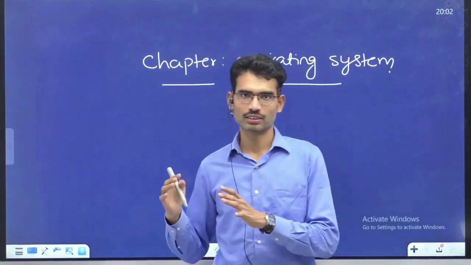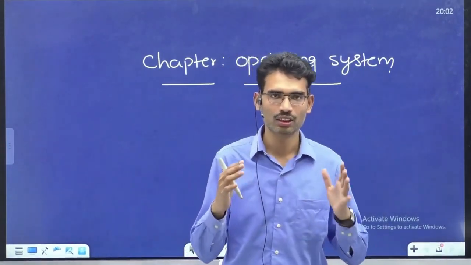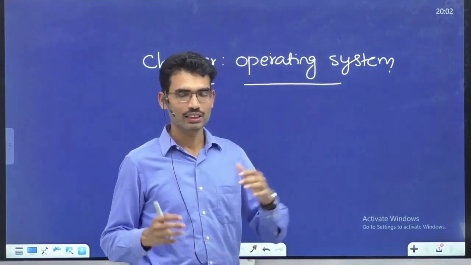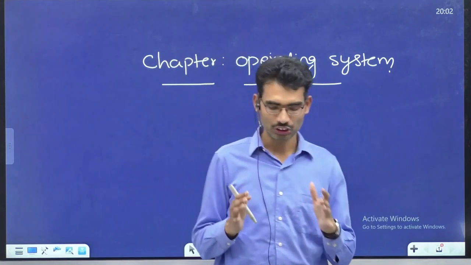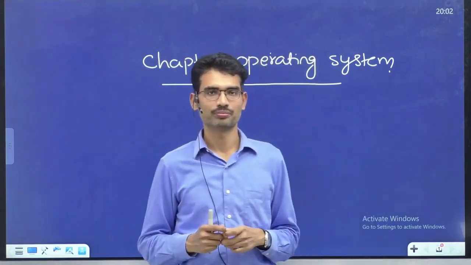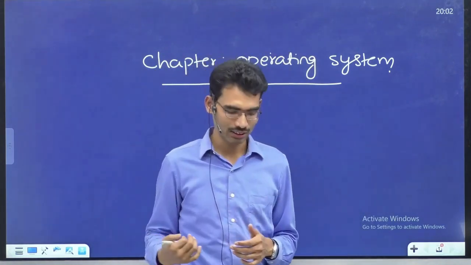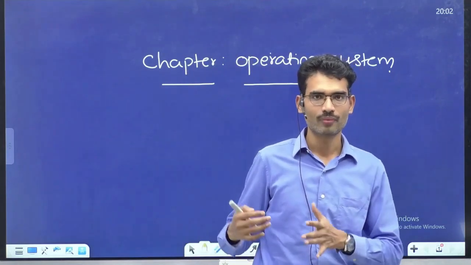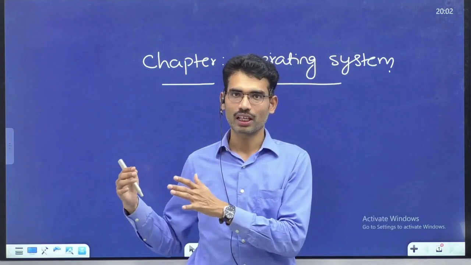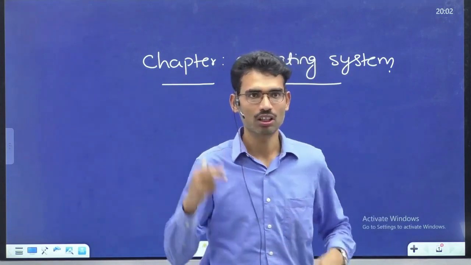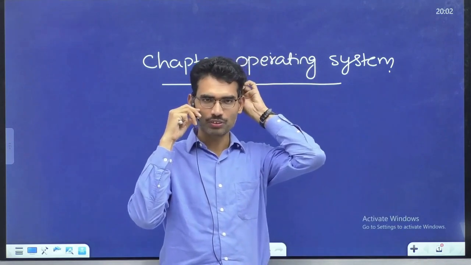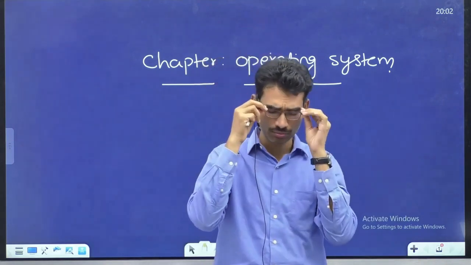In today's class, we are going to continue the computers subject. We will discuss the chapter on operating system. In previous classes, we have seen the architecture of the computer. In architecture, we have seen input, central processing unit, and output section.